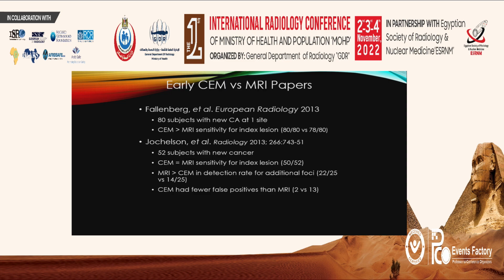In Maxine Jokelsen's study at Sloan Kettering in New York, 52 subjects, and the two techniques had equal sensitivity, 50 out of 52 of the index cancers. MRI did have better detection rate for additional lesions. It found 22 of 25 versus 14 of 25, but that came at a cost of higher false positives. Contrast mammo had fewer false positives than MRI, 2 versus 13.